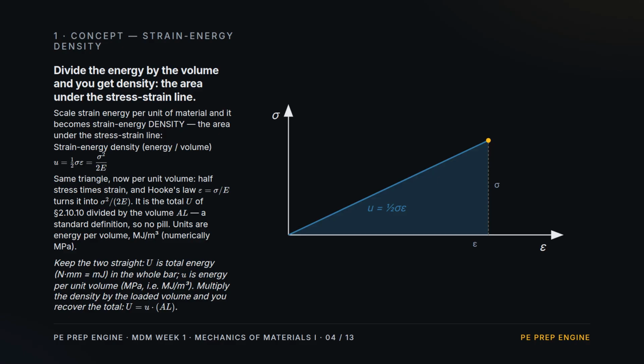Concept 2. Strain energy density. Take the same stored energy and scale it to a unit of material, and it becomes the area under the stress-strain line. 1/2 stress times strain. Apply Hooke's law, and that's sigma squared over 2E. It's the total energy of the previous slide divided by the bar's volume, a standard definition. Watch the units. This is energy per volume, not a stress, even though the number comes out in megapascals.